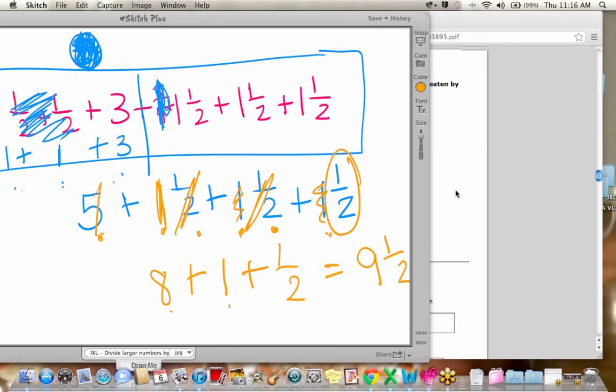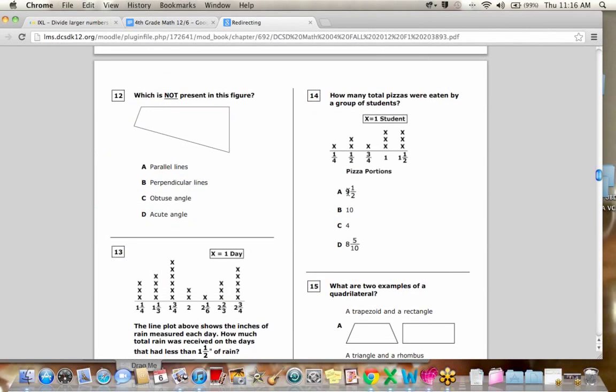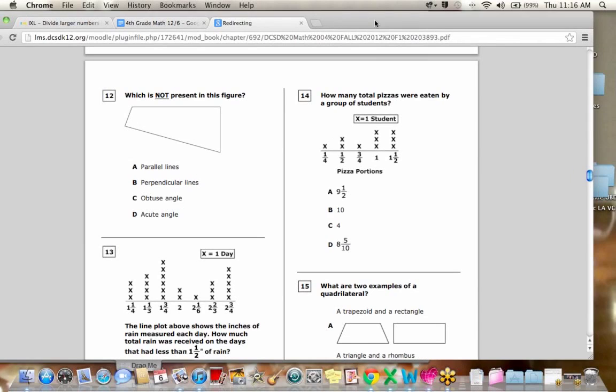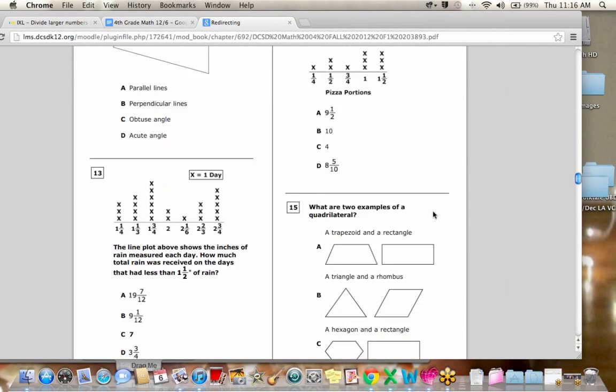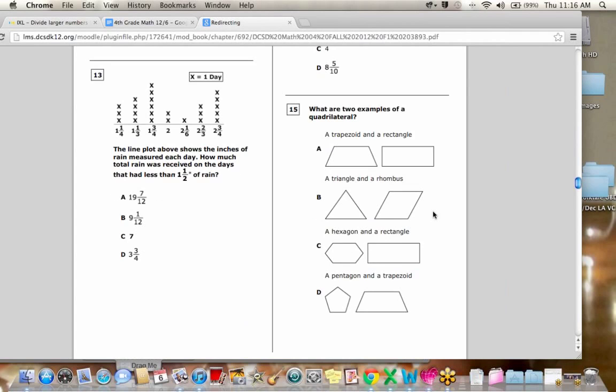But anyway, so 9.5 pizzas. Type into the chat a Y for yes if that made sense. Okay, cool. Number 15 was a lot easier than it looked. I'll unmute Will and I'll let him read number 15.